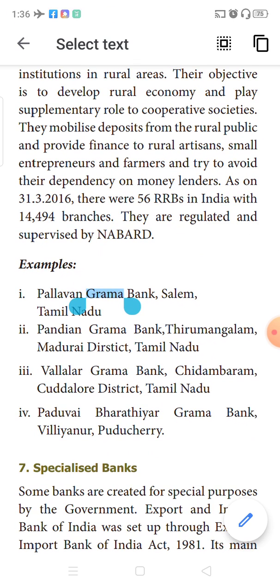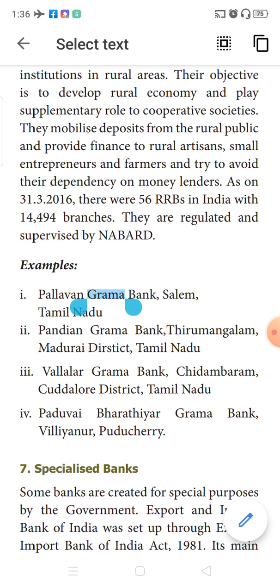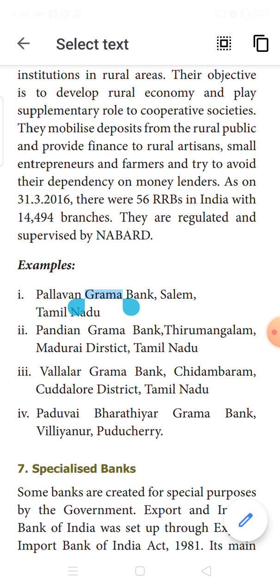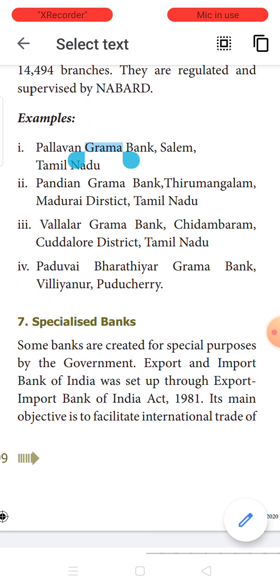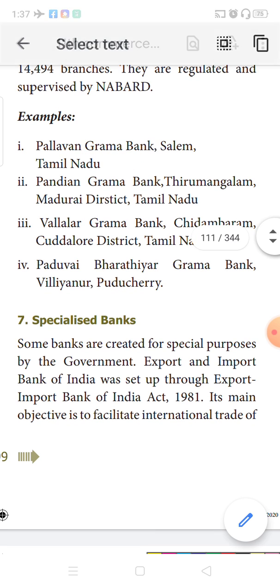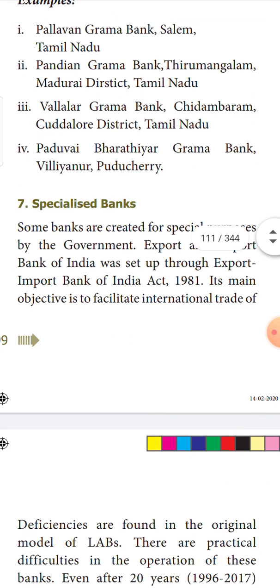And the number of RRBs: as on 13/3/2016, there were 56 RRBs in India, and these RRBs had 14,494 branches. And these RRBs also come under the supervision of NABARD, because they are related to agriculture. NABARD, National Bank for Agriculture and Rural Development. And examples of regional rural banks: Pallavan Grama Bank, Pandian Grama Bank, Vallalar Grama Bank, all established at the district level only. Next is specialized bank.